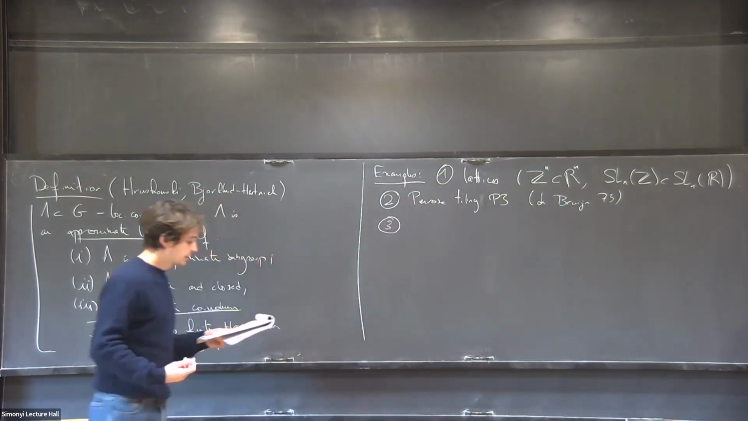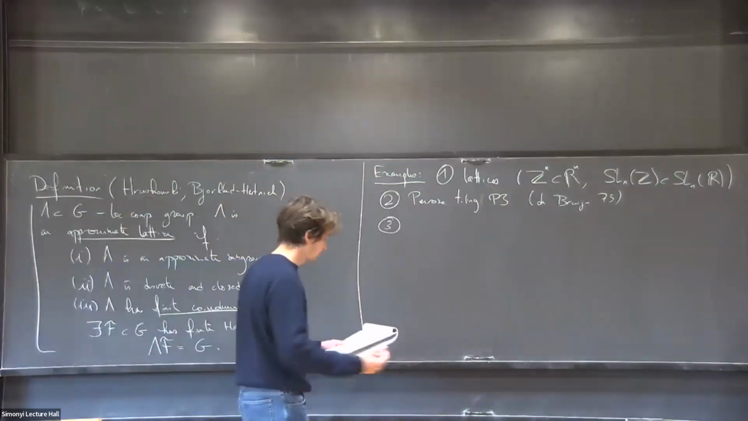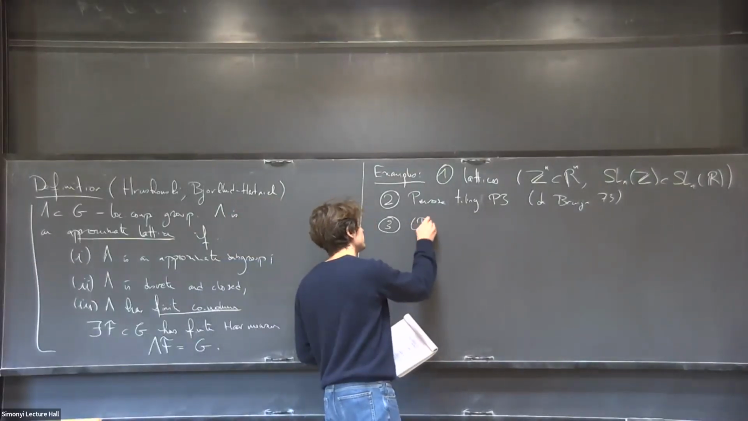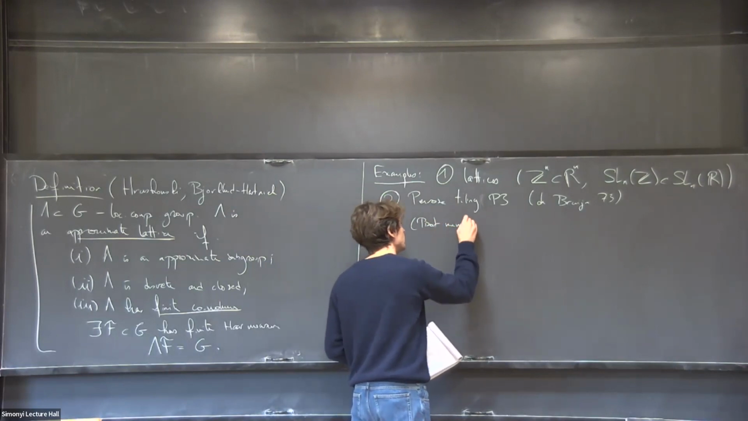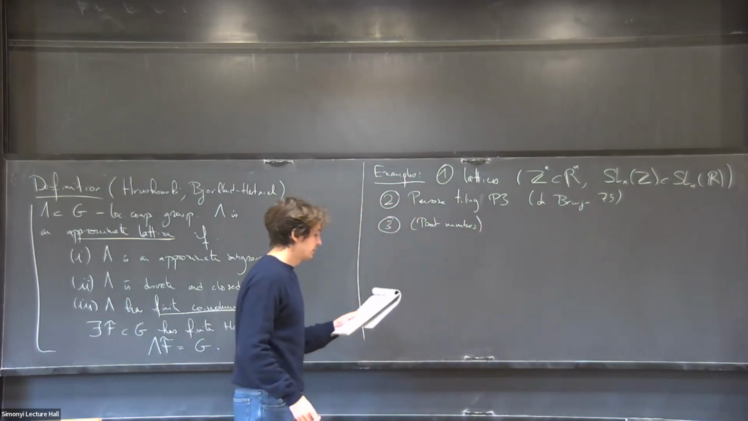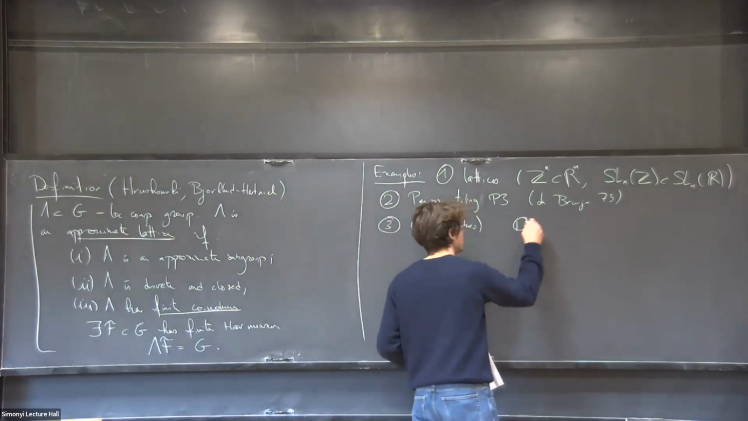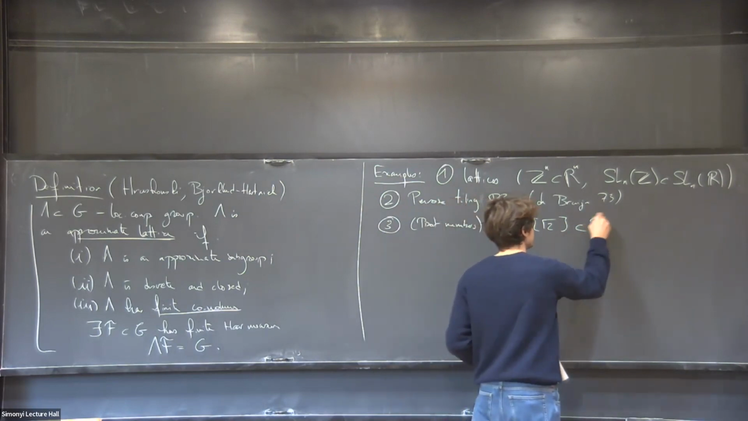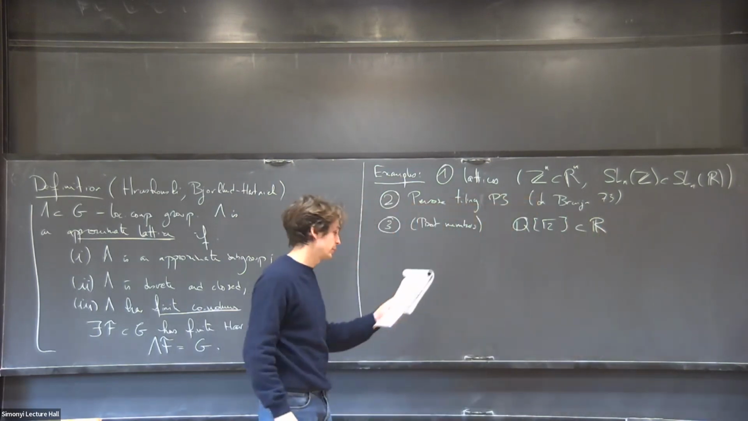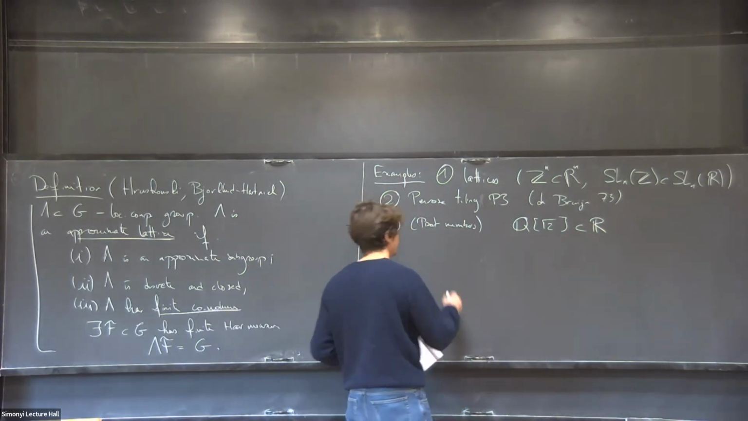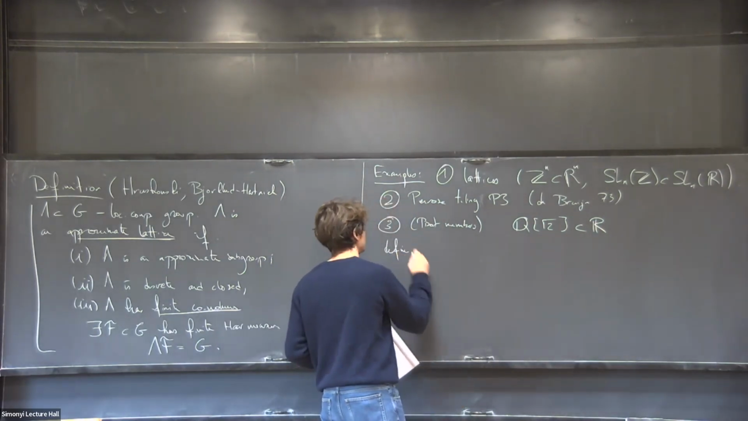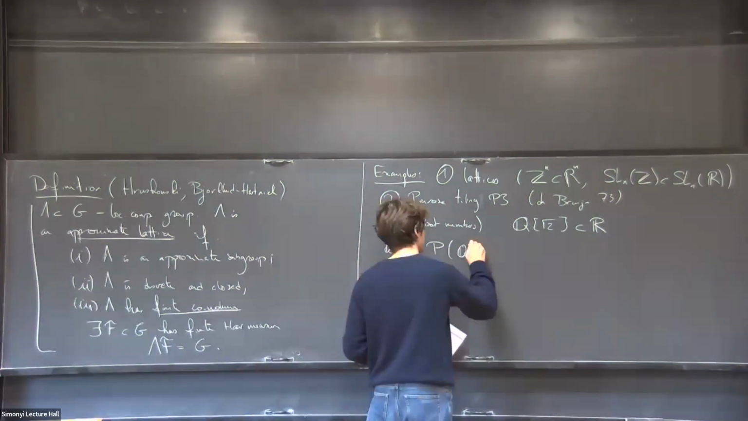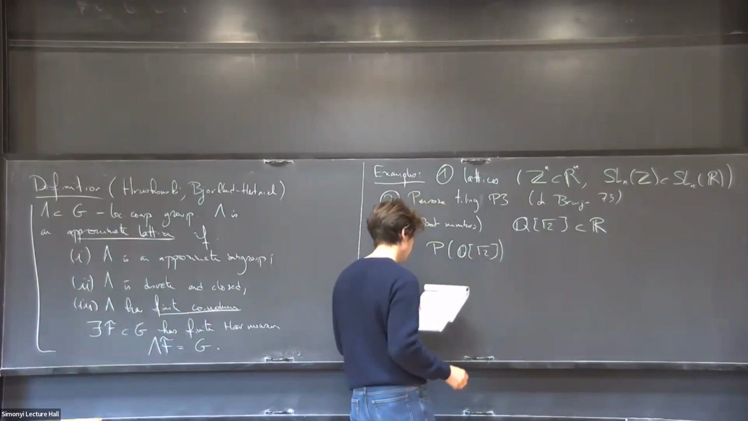The third one, which is a bit more arithmetic, and what we really are going to be talking about, is what I call Pisot numbers. And I'm not going to define them generally, I'm just going to give you an example. Look at this field, say in R with the usual embedding, and you can define the set of Pisot numbers of this field in the following way.